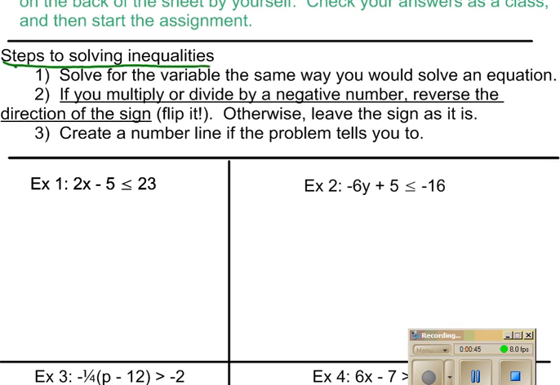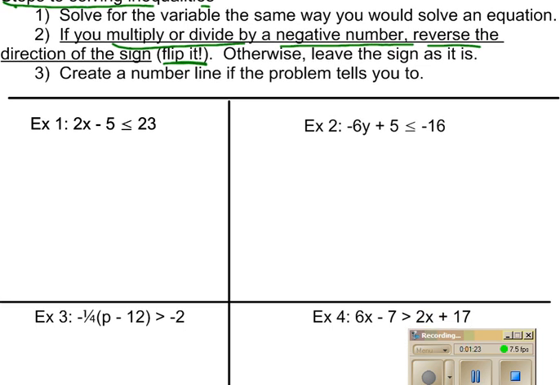We'll be solving inequalities, and the basic steps: you're going to solve for the variable the same way you would solve an equation. Start that way, and the only real difference is instead of having an equal sign, you're going to have your inequality symbol. Remember, you need to keep it the same if you multiply or divide by a positive, or if you add or subtract. But if you multiply or divide by a negative number, then you need to reverse the sign, or flip it.